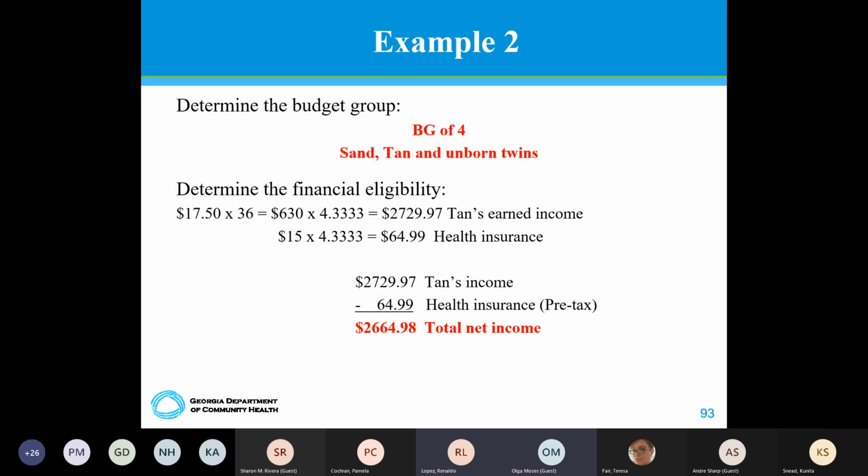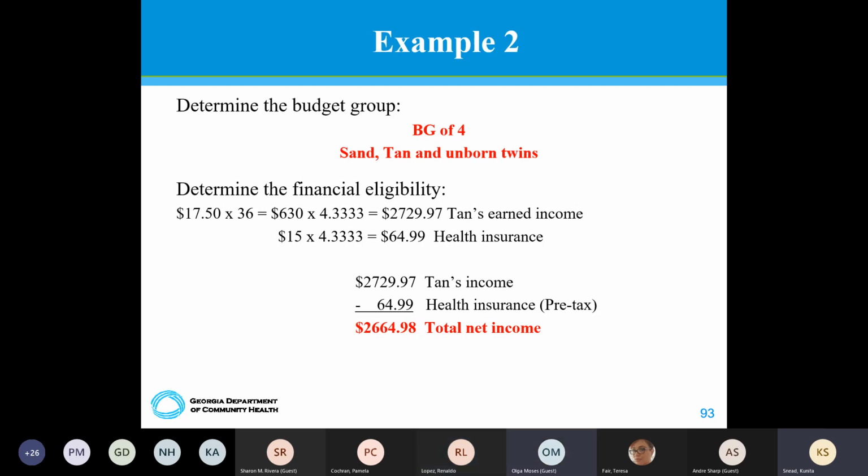I kind of lost track on something here, but I think she is eligible because we're using a budget group of 4, right? And she's pregnant. So yeah, she's eligible because that would put her under the 4859. Thank you so much, Rico. That is correct. She is eligible and she's eligible for pregnant women.